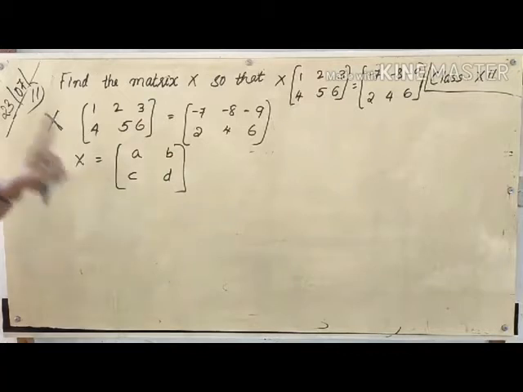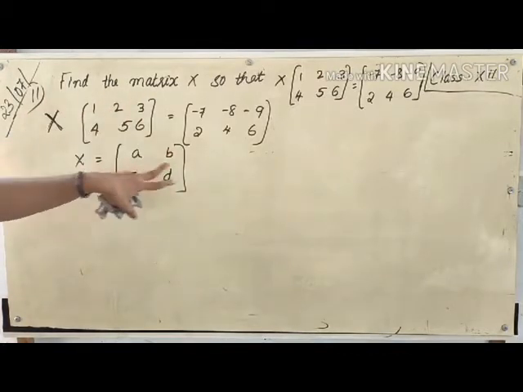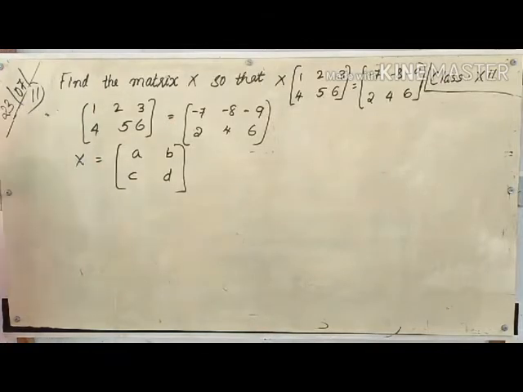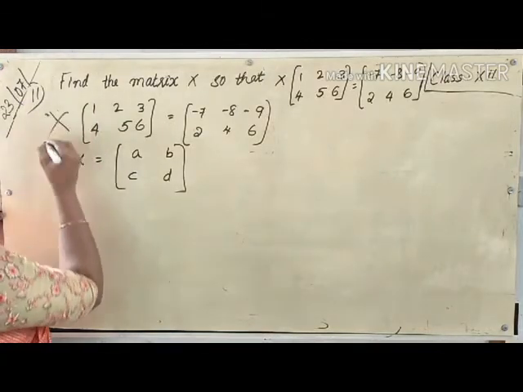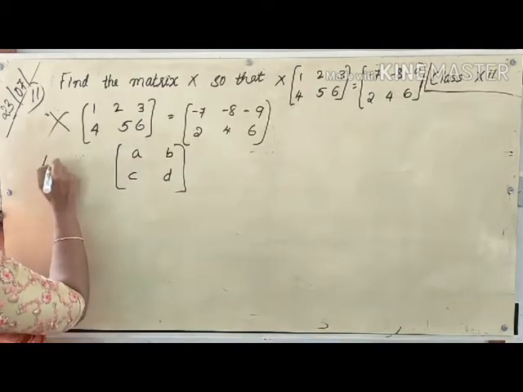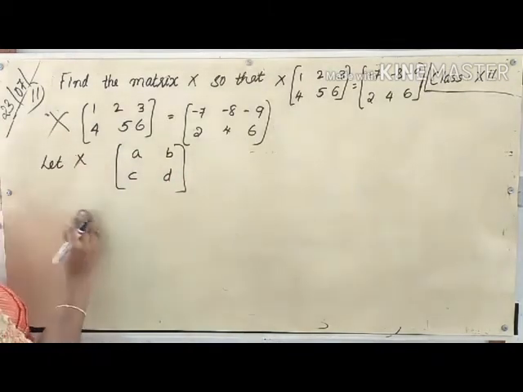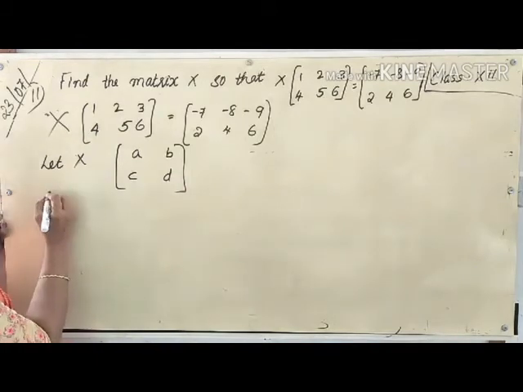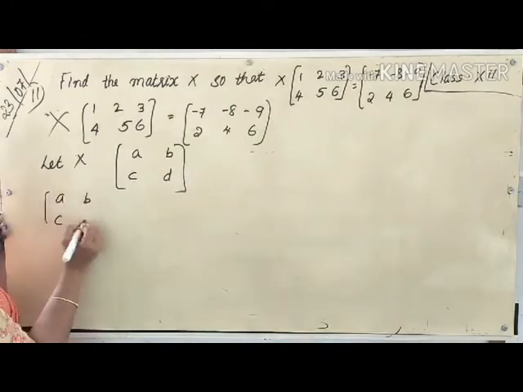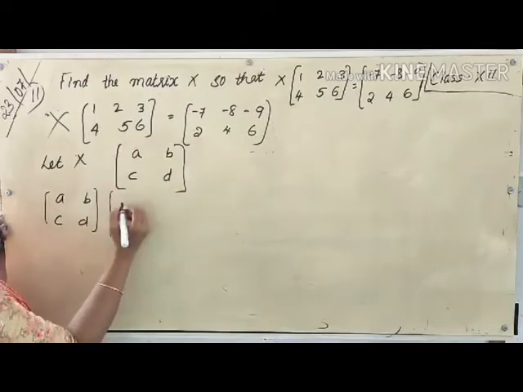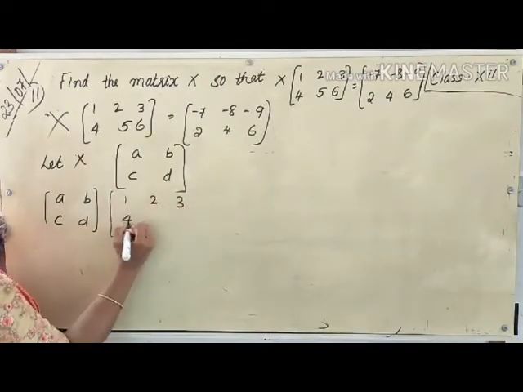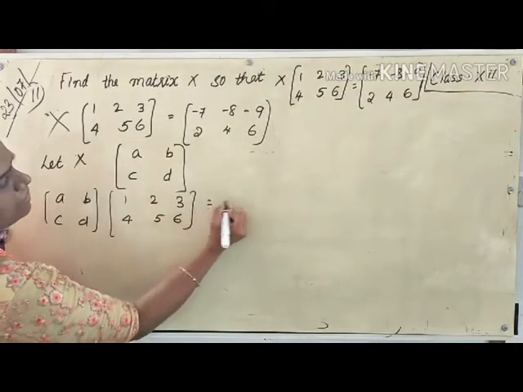We multiply this and find A, B, C and D. Understood? Now we have X into this. Here we take X equal to the 2 by 2 matrix A, B, C, D. Then X into that is A, B, C, D into this matrix 1, 2, 3, 4, 5, 6. That we get this matrix.